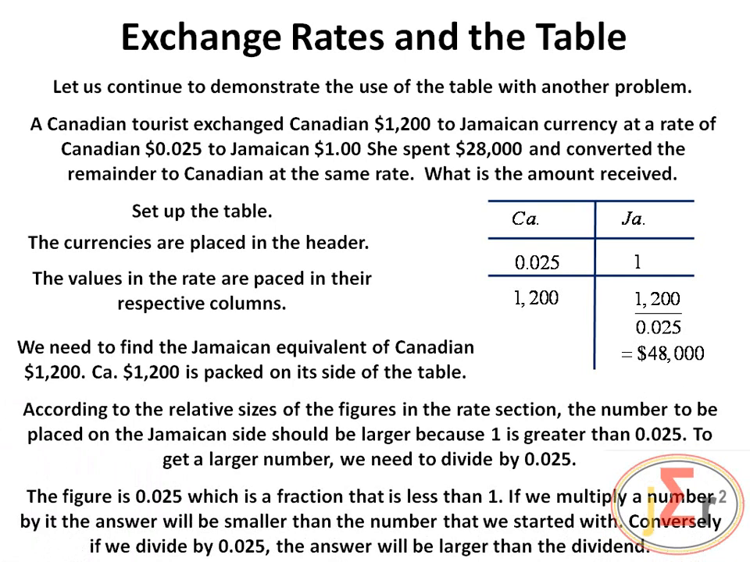The figure is 0.025, which is a fraction that is less than 1. If we multiply a number by it, the answer will be smaller than the number that we started with. Conversely, if we divide by this, the answer will be larger than the dividend.